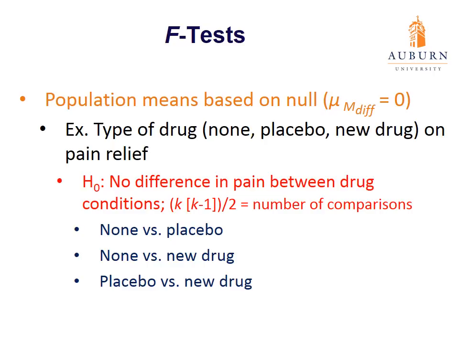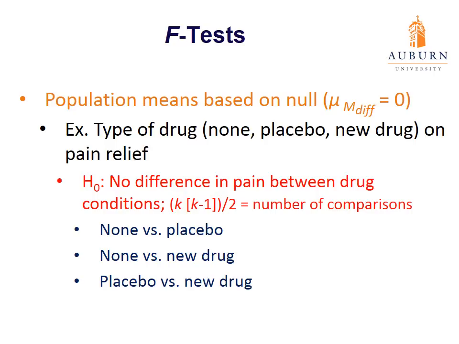So in this particular example, because we have three different conditions or three different levels, we have what's called multiple comparisons. So we have one comparison where we compare the group that doesn't get anything, we just measure their pain, that's the none condition, versus the placebo condition. We can also compare the none condition versus the new drug condition. And then we can also compare the placebo condition or group with the new drug group or the new drug condition.